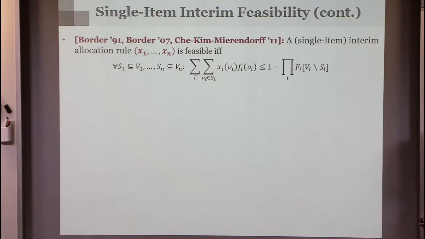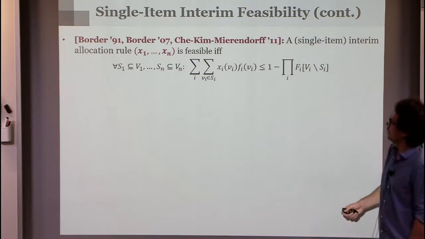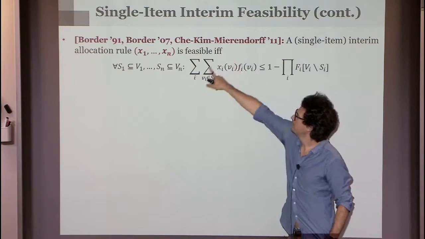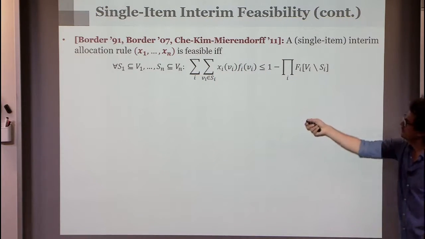Jason showed it in some way. I'm going to show it in another way. An interim rule is feasible if these constraints are true. So now let's try to read them. We want that for any subset of the possible values of each of the bidders, so this is a collection of subsets of possible values, this is smaller or equal than that. Now let's read this thing.